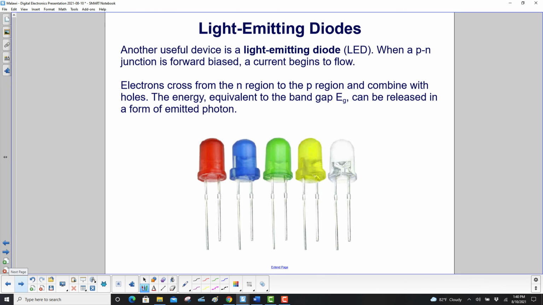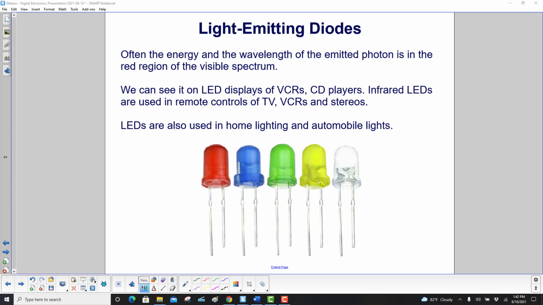Another useful device is a light-emitting diode, or LED. When a p-n junction is forward biased, a current begins to flow. Electrons cross from the N region to the P region and combine with the holes, like we talked about a few slides ago. The energy equivalent to the band gap can be released in the form of an emitted photon, and what do you get there? You get light. Often, the energy and the wavelength of the emitted photon is in the red region of the visible spectrum. We can see it on LED displays of VCRs, CD players, etc.